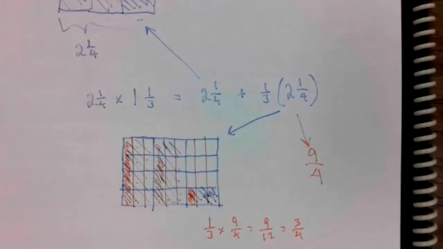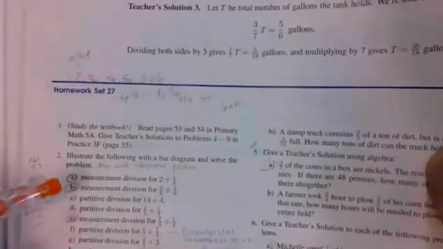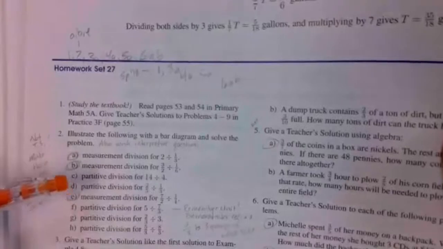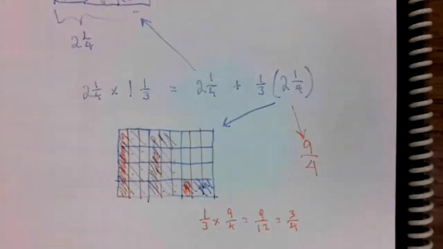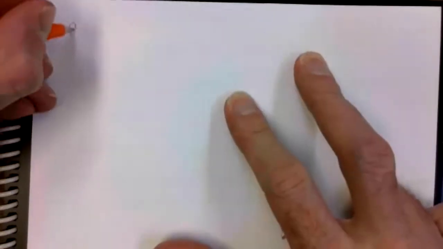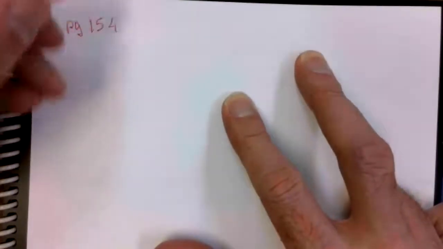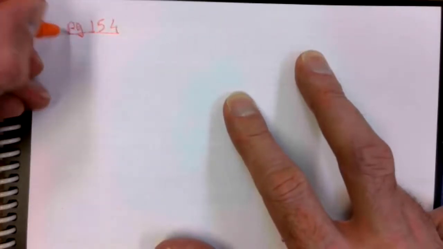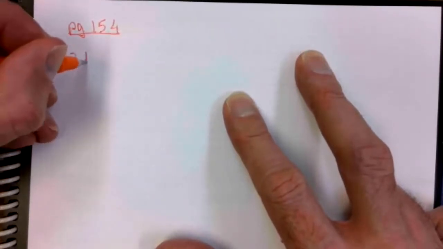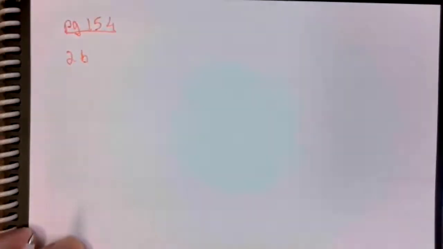So any questions on page 154? Can you do a couple from number 2? Illustrate the following with a bar diagram and solve the problem. So we're on page 154, and we're looking at problems from number 2. Okay, let's do 2B first.